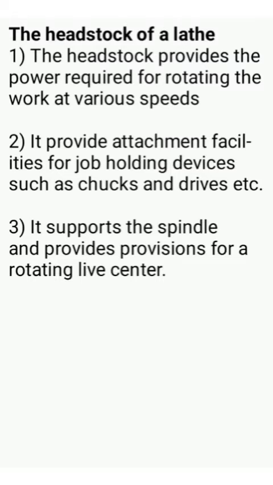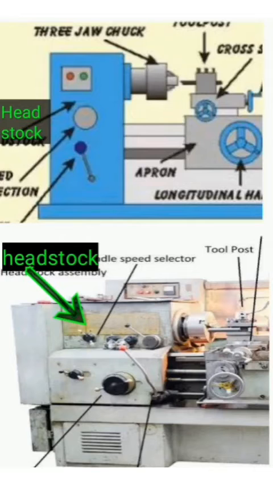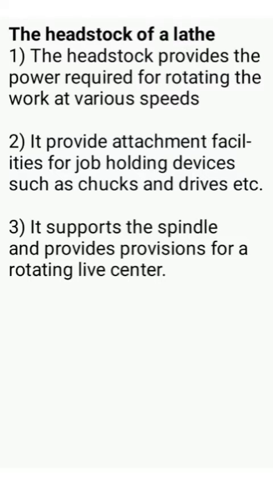Let's talk about the headstock of a lathe machine. The headstock provides the power required for rotating the work at various speeds. It provides attachment facilities for job holding devices such as chuck and drives, and also it provides the spindle and provides provision for a rotating live center.